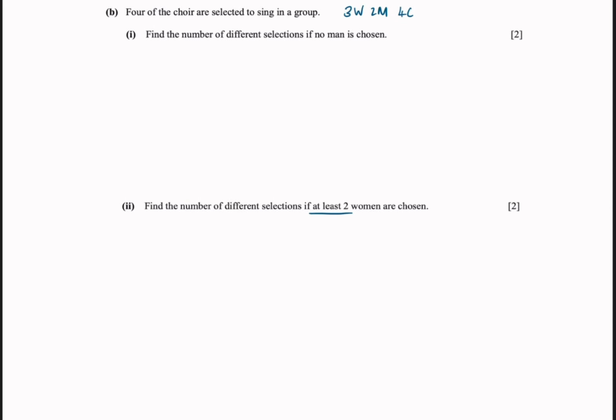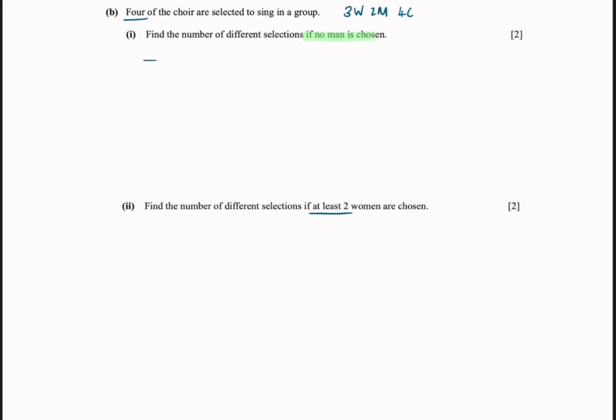Part B. 4 of the choir are selected to sing in a group. Find the number of different selections if no man is chosen. Okay, so the maximum number of people is 4. And the condition for this question is that no man is chosen.